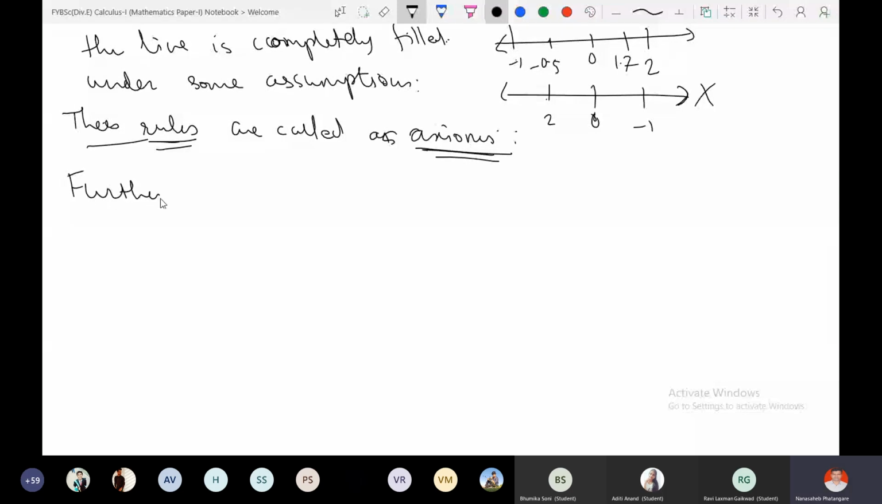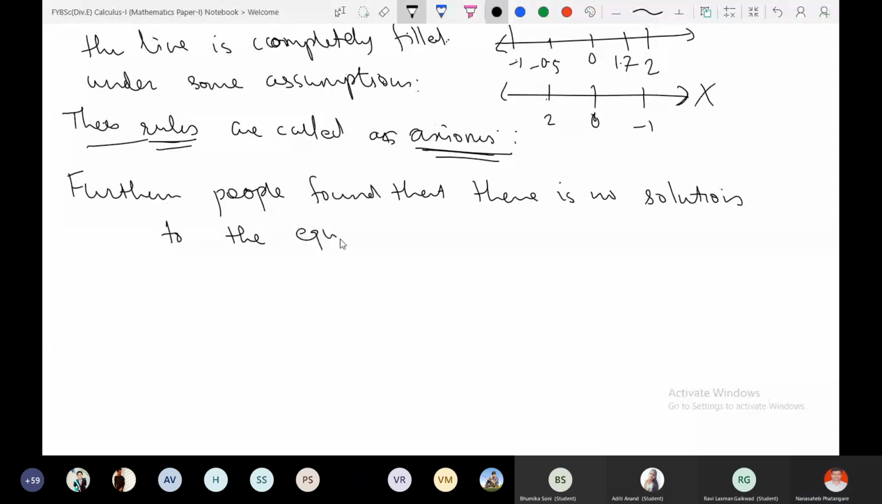Further, people found that there is no solution to the equation x square plus 1 is equal to 0 in real numbers. Still, real numbers were insufficient, because people tried to solve some real life problems and they came across such equations whose solution is not a real number.